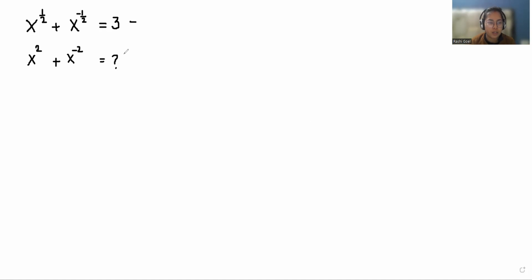So first I'm taking this equation. x power 1 by 2 plus x power minus 1 by 2 is equal to 3, and I'm going to square both sides. Now we can use a very famous identity, that is (a plus b) whole square equals a square plus b square plus 2ab.